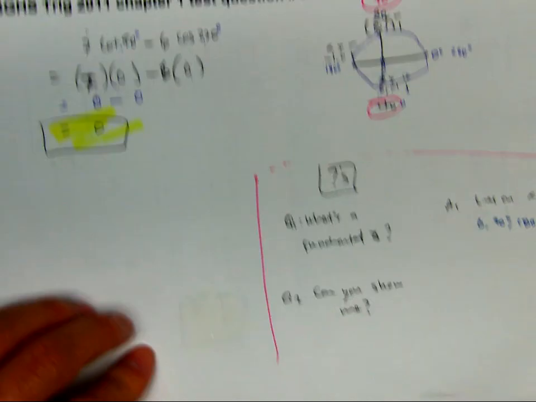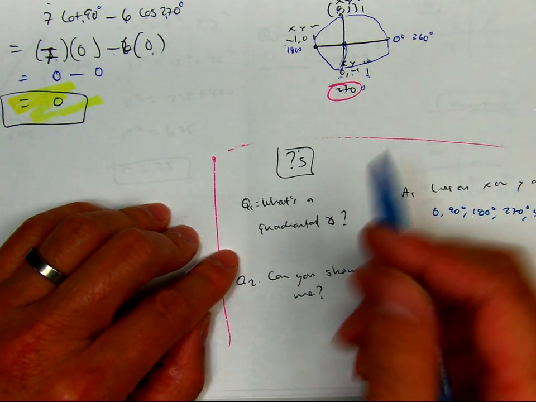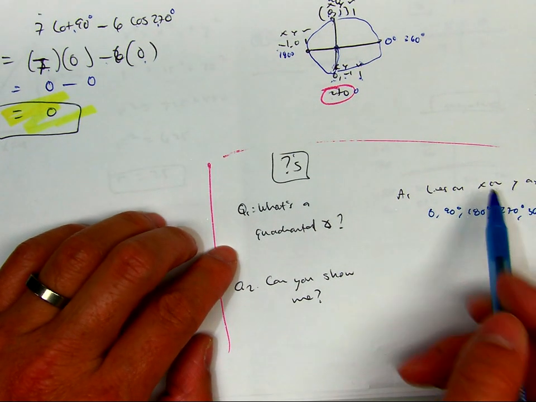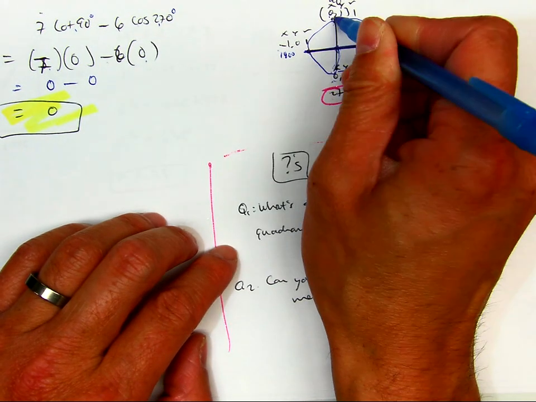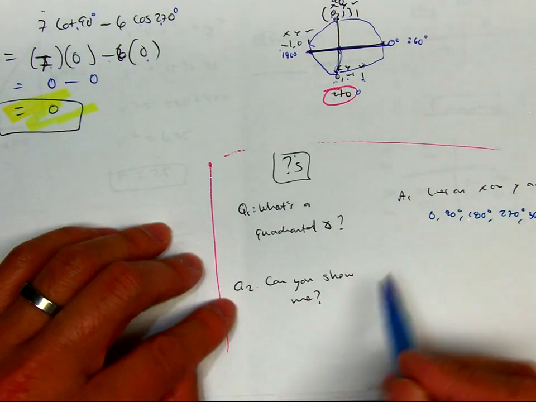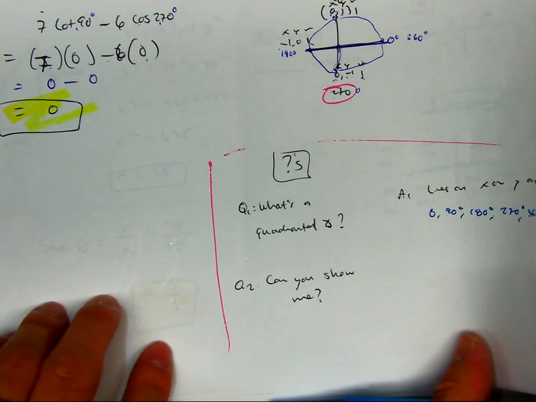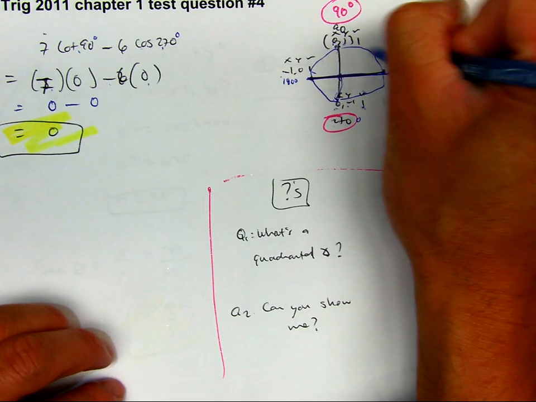A couple of questions I may have asked you. What's a quadrantal angle? The answer is that it lies on the x or the y axis. Here, here, here, here. And then I might have asked you to show me or point to it. A lot of students, you should have been pointing at these exact locations.